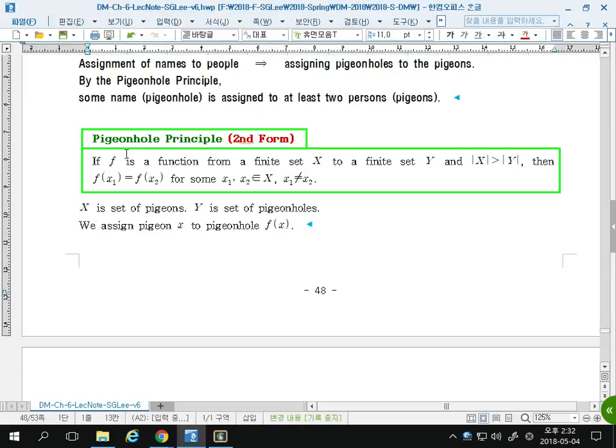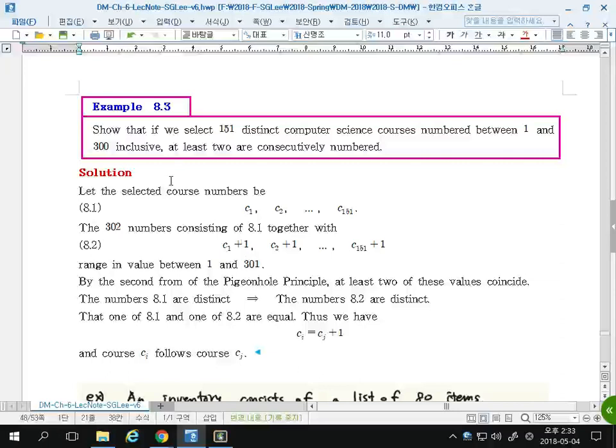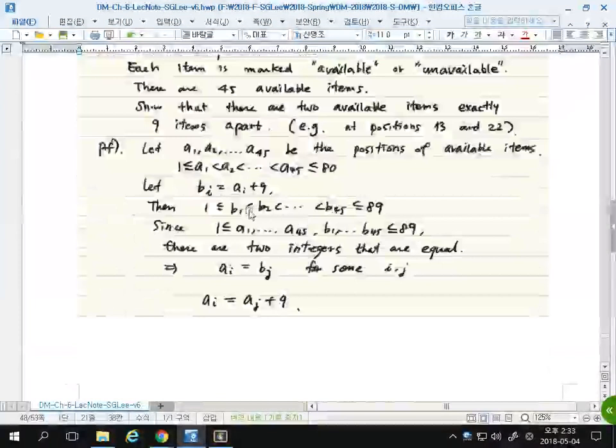So this is just another form of the pigeonhole principle. If you assign x1 to y1, then x2 to y2, and x3 to y3, then after some point, because you have extra xi's over the number of yi's, some values should be the same. Okay? Next, show that if we select 151 distinct computer science courses numbered between 1 and 300 inclusive, at least 2 are consecutively numbered. Same problems, easy problems.